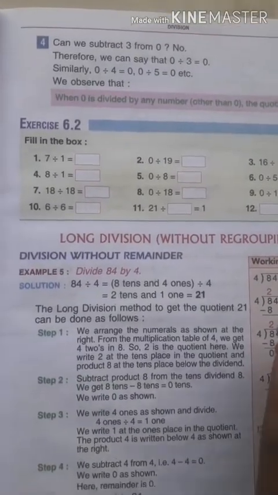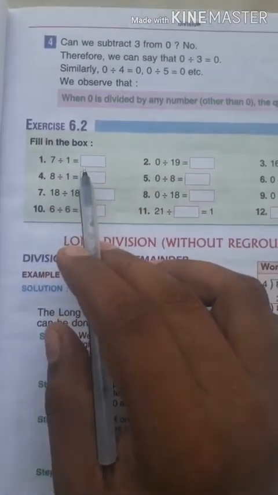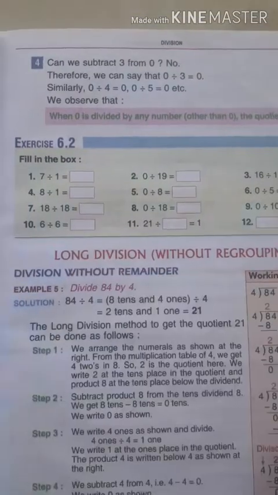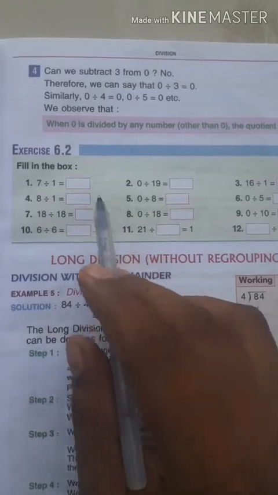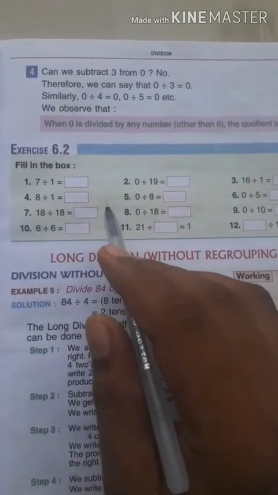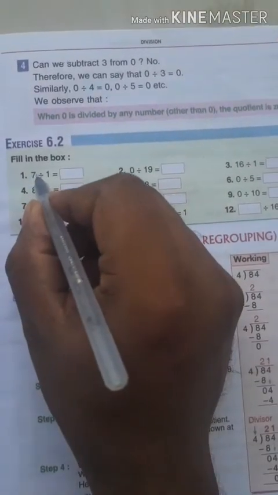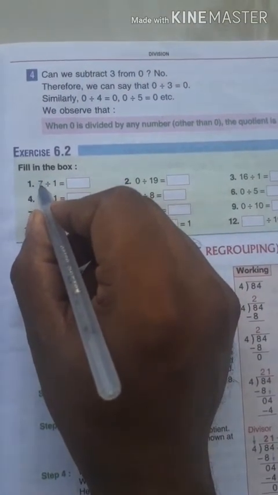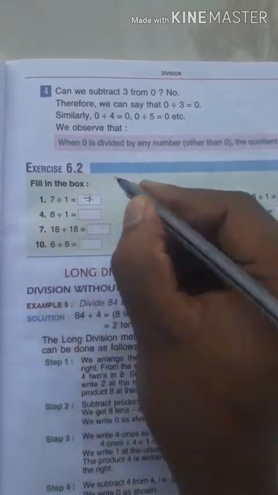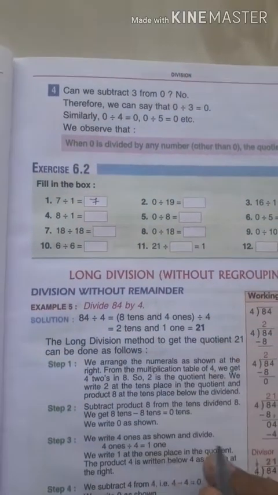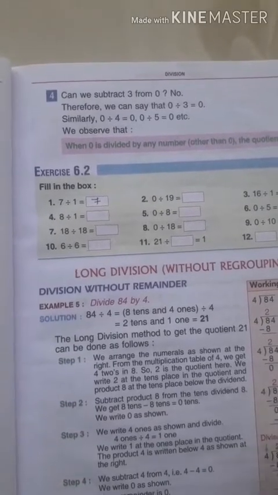Okay students, all of you take exercise 6.2, question number 1, 7 divided by 1. Students, when a number is divided by 1, the quotient is the number itself. Here the dividend is 7 and the divisor is 1. 7 divided by 1 is equal to 7.